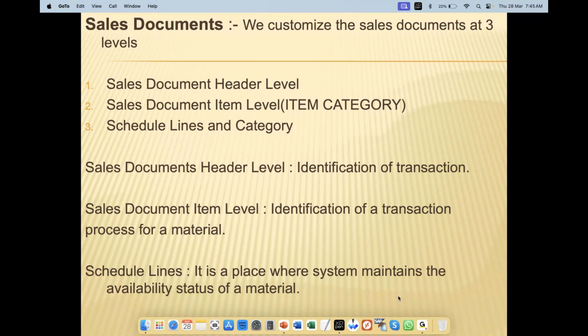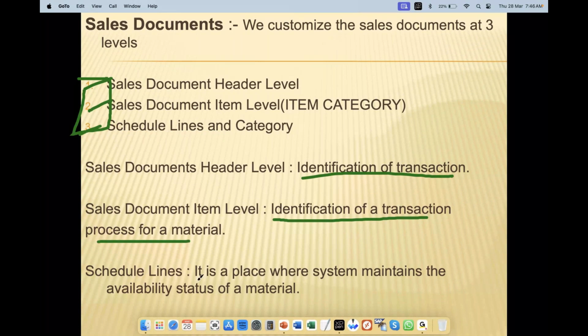All right. So three levels of information, when maintained, become a sales document type. Header is identification of a transaction, item level is identification of the transaction process of a material, and schedule lines is a place where the system maintains the availability status of the material.